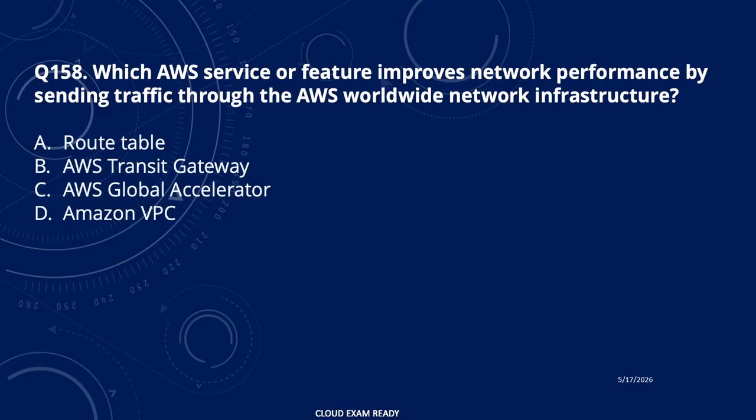Next, question number 158. Which AWS service or feature improves network performance by sending traffic through the AWS worldwide network infrastructure? We have option A, route table. Option B, AWS Transit Gateway. Option C, AWS Global Accelerator. Option D, Amazon VPC. So the correct answer here is option number C, AWS Global Accelerator.